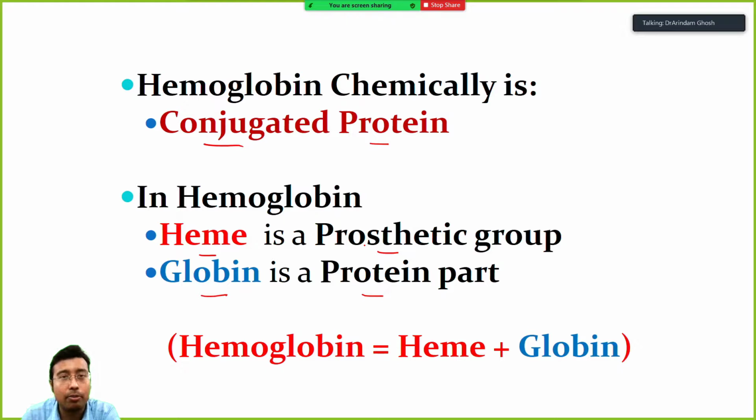In hemoglobin, the prosthetic group remains the same since it's a hemoprotein. Heme is the prosthetic part, and the main protein is globin. So heme and globin make hemoglobin. Now a question for you: what is the prosthetic part and what is the protein in myoglobin? That is for you to answer in the WhatsApp group.